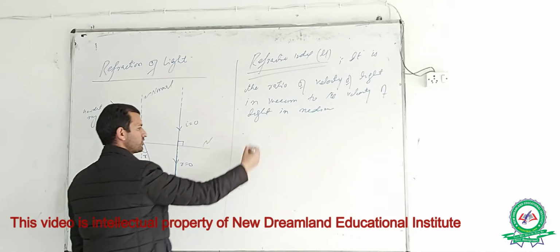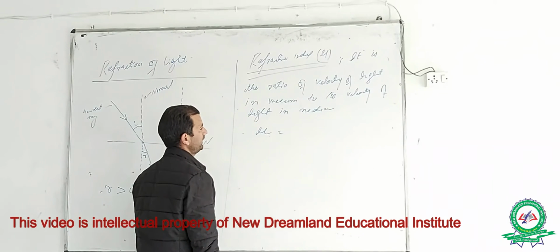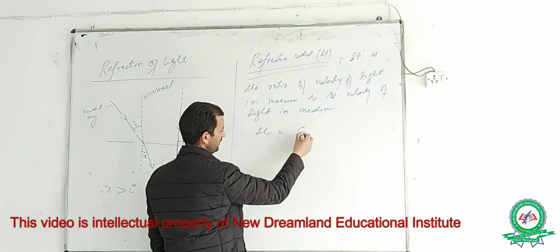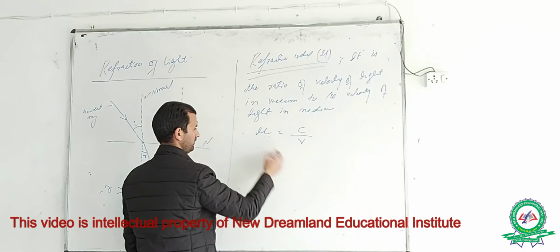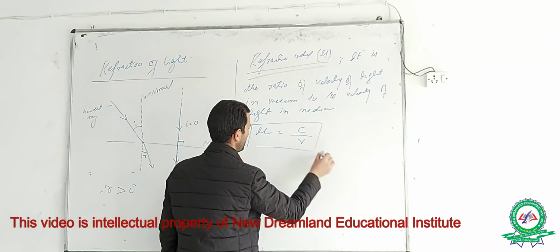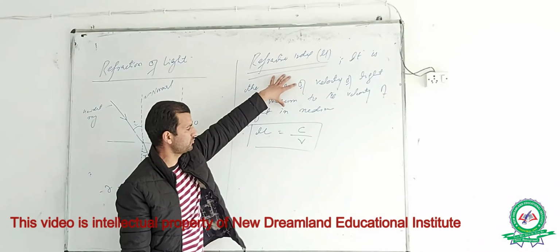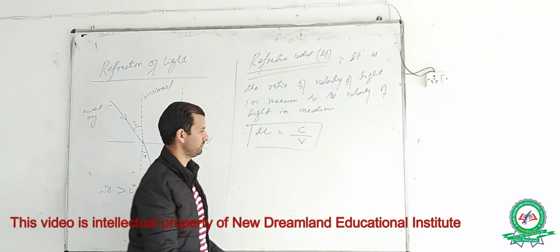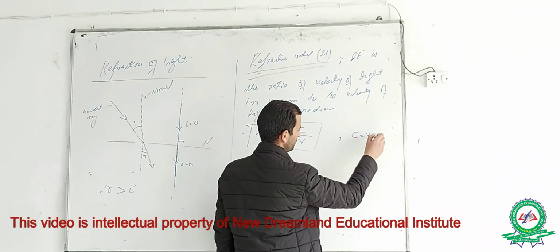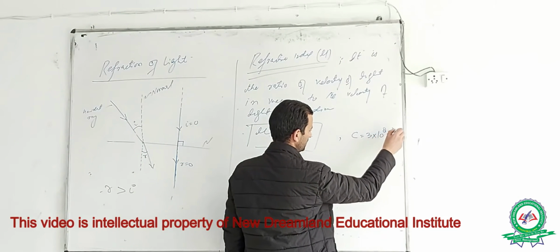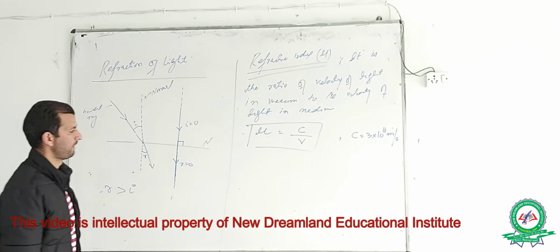Now, refractive index is denoted by mu, velocity of light in vacuum is denoted by c, and velocity of light in a medium is denoted by v. So this is the expression for the refractive index of the medium. It's velocity of light in vacuum divided by the velocity of light in the given medium. And the velocity of light in vacuum is 3 into 10 raised to power 8 meter per second.